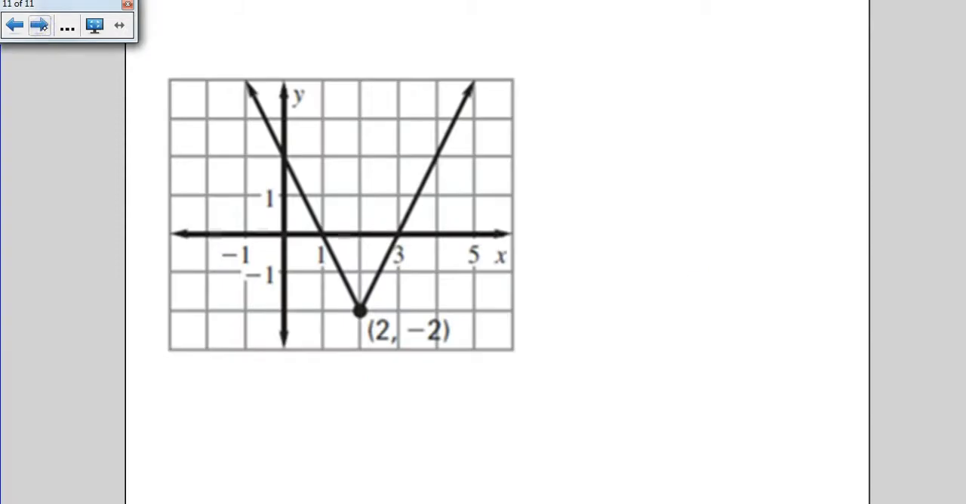And then the last example, I think if we identify our vertex first, that'll be a good start. Our vertex is at 2, negative 2. And then to figure out our slope, I'm going to use the right branch always. It looks like we travel up 2, right 1. So it looks like our A is a 2.